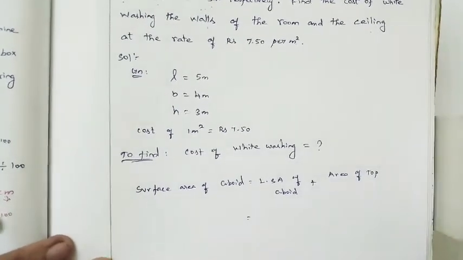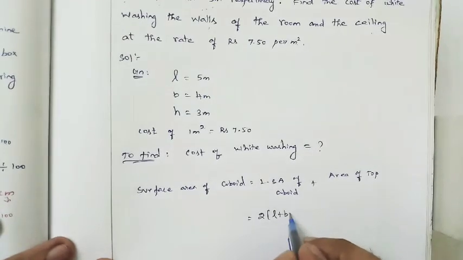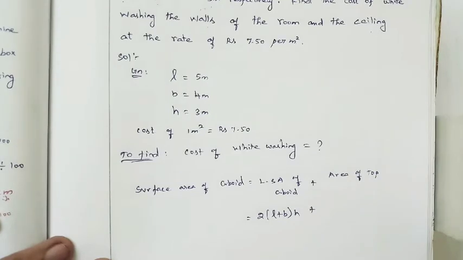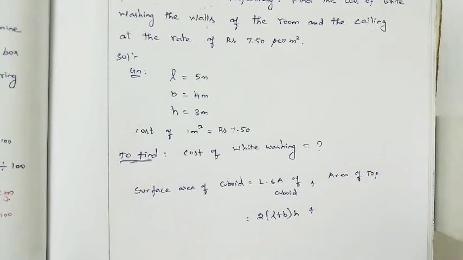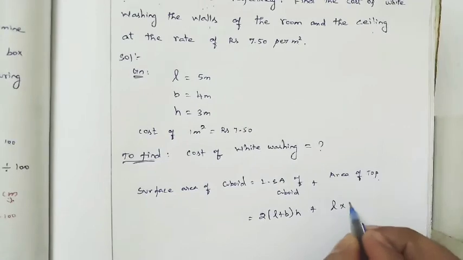It is equal to, what is LSA of cuboid? 2 into L plus B into H, plus, what is it in the top? What are the things we are having? Length and breadth. There is no height, right? In the top, the area of a rectangle is nothing but length and width only. So the area of the top is nothing but length into breadth, right?